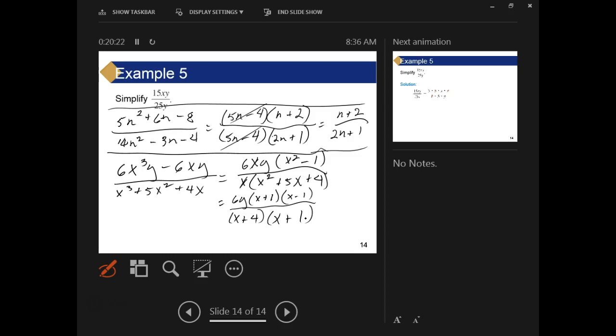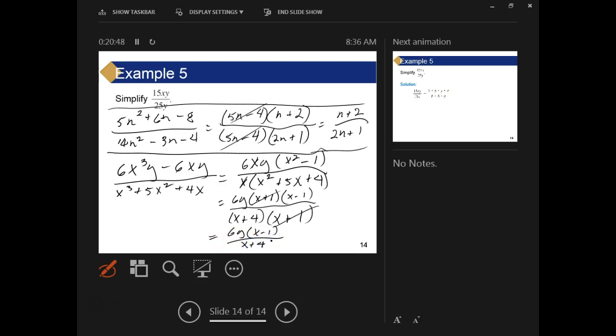Let's see if it works before we do that, though. X times x, x squared, plus x, plus 4x, and plus 5x, plus 4. It works. Now we can divide out the x plus 1's. And that leaves us with 6y times x minus 1 divided by x plus 4.